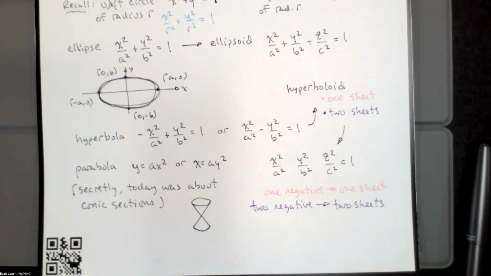Any questions? We want to be familiar with these structures because we talked a couple days ago about circular paraboloids. And now I get to ask about what an elliptical paraboloid might look like.